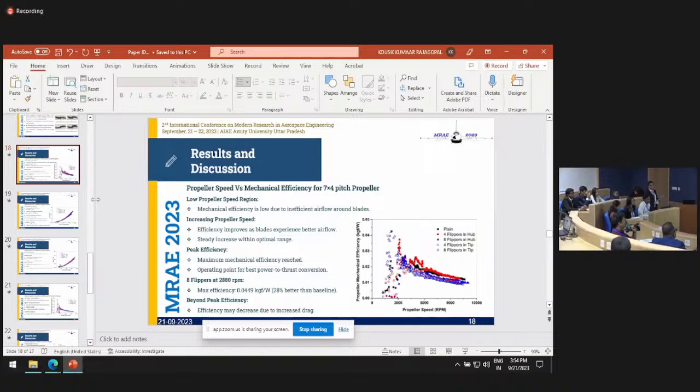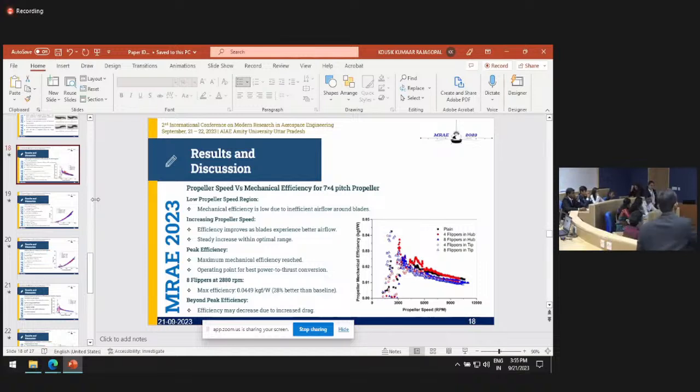So the 8 flipper with 7x4 pitch propeller was giving maximum efficiency. This was the outcome of the experimental results which we conducted. The efficiency was calculated for each and every blade, and based on the experimental conditions, we finalized that this gives better results when compared with the other propeller conditions.